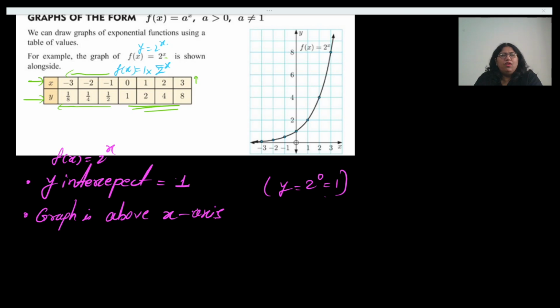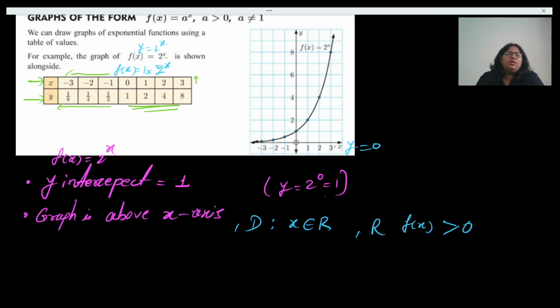Domain means value of x. So here you can take any value of x. If you take any value, you are getting y value always greater than 0. Domain means the values of x, all the values of x that belong to R. Whereas range means the y value, or f of x value, is always greater than 0. You will never see it equal to 0 because it is not cutting the horizontal line.